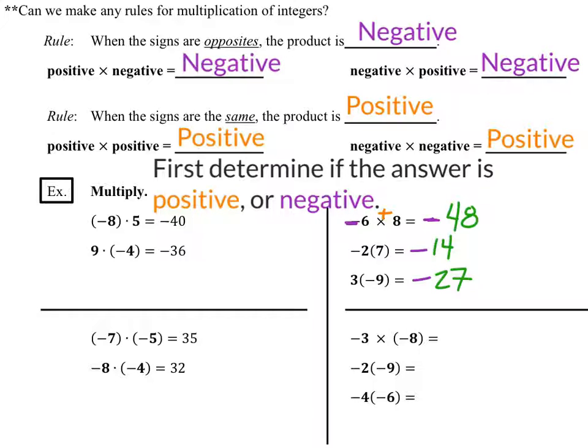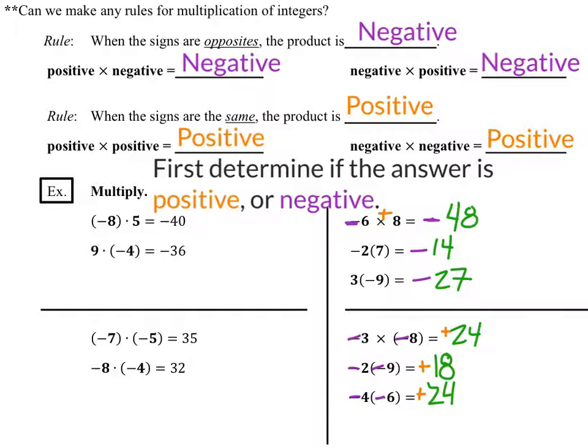So in this next set, I got a negative 3 times a negative 8. Since both of these are negative, we know the answer is a positive, and 3 times 8 is 24. So the same thing is true on this next one. A negative times a negative gives us a positive answer, and 2 times 9 in this case, 18. So this next problem, negative 4 times negative 6, again the two negatives multiplied together gives us a positive, and 4 times 6 is 24.